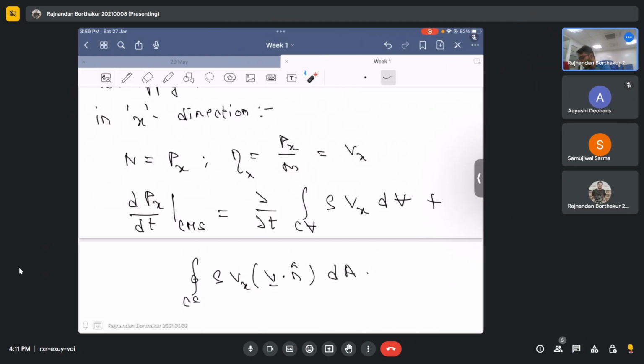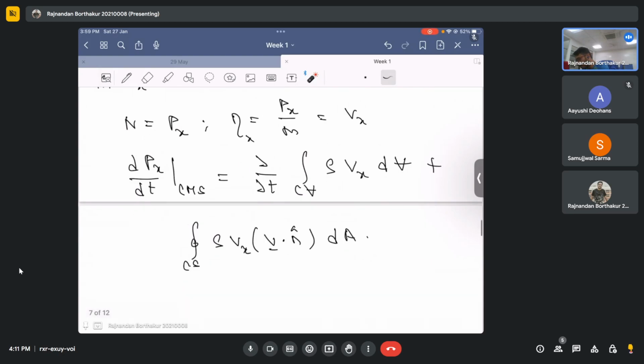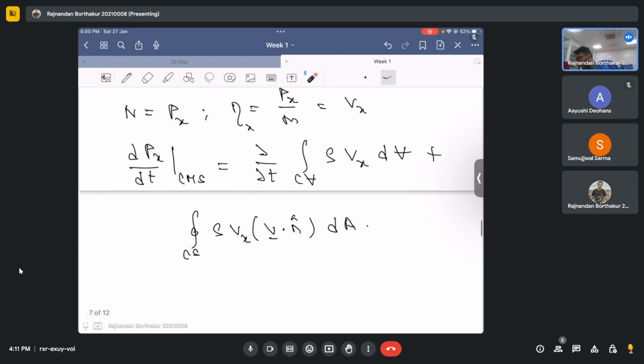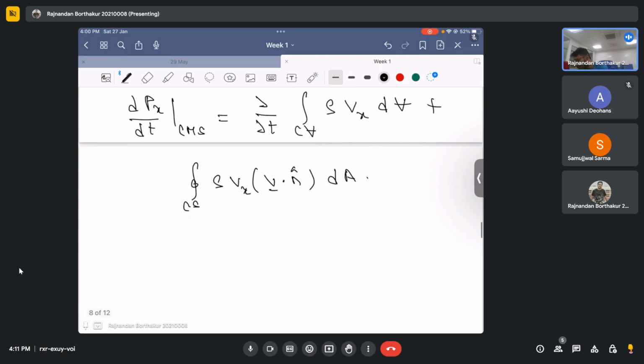So try to understand, I hope that up to this point everyone is clear and we are on the same page. This part is from the control mass system. This part that we write here is from the control volume analysis. And if I now apply Newton's law, the laws of nature are designed for control mass analysis, which means that this dPx by dt, by using Newton's second law.